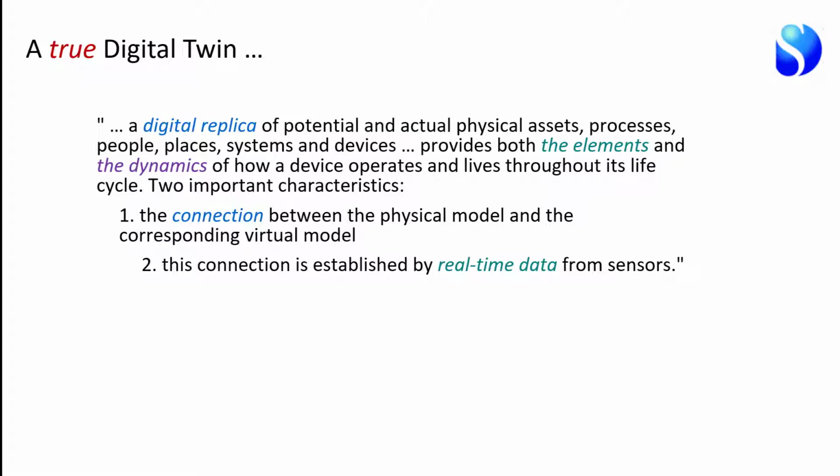And a true digital twin has two important characteristics. There is a physical or a virtual connection between the physical reality, the physical thing that it's mimicking, and the corresponding software model. And that connection is established by picking up data from the equipment involved using sensors, so it's real-time data continually flowing into the software model.